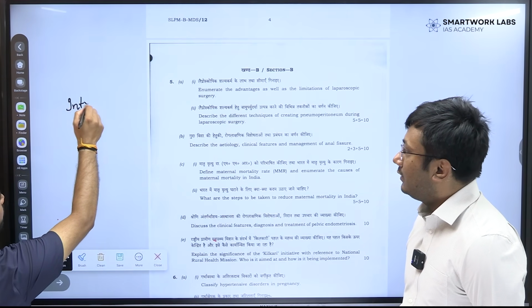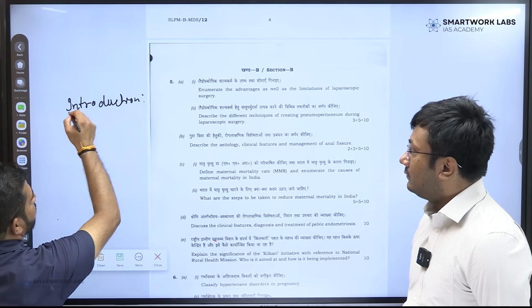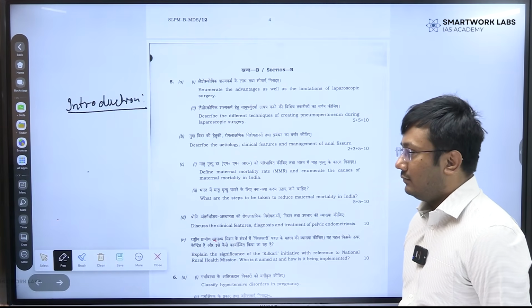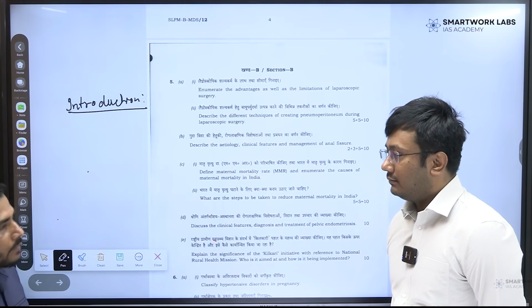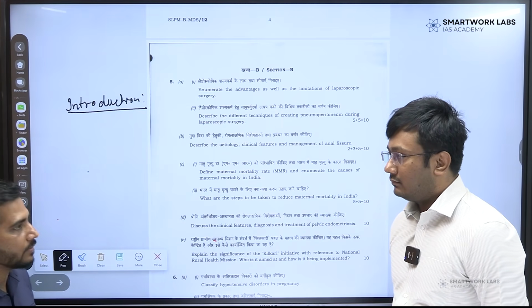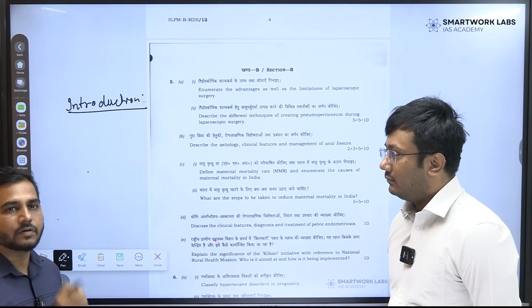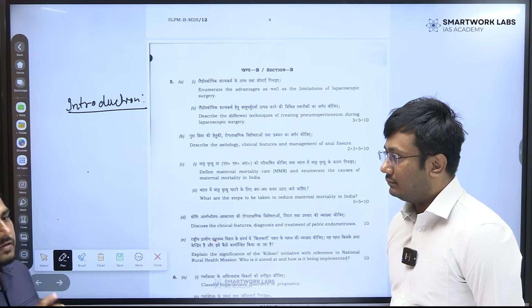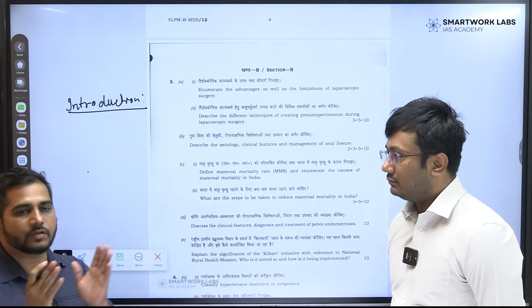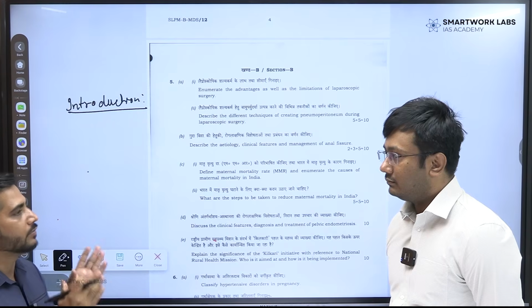In the introduction part, you just write one or two lines that technology has evolved from open surgery to laparoscopic surgery. Both surgeries are the demand of the time as per the need of the situation. You can't write that laparoscopic surgery is better than open surgery. UPSC never wants to criticize any questions.